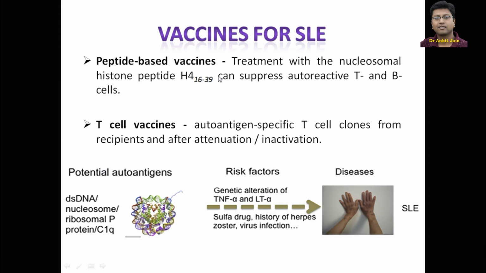Second is the vaccine for SLE, systemic lupus erythematosus. In this type of vaccine, the antigens are generally double-stranded DNA, nucleosomes, ribosomes, proteins, C1q. So there are different types of intracellular antigens against which the patient is suffering. Now coming to vaccine production, treatment with the nucleosomal histone peptide, H4 16 to 39, can suppress the autoreactivity in B cells. And for the T cell based vaccine, again the patient will be given the inactivated or attenuated form of the T cell.